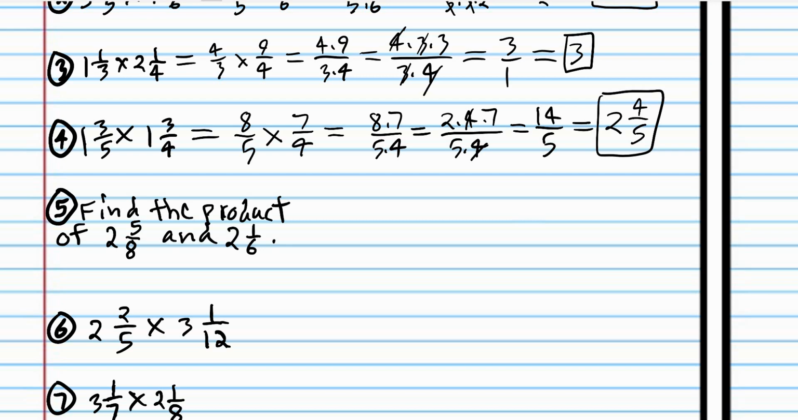All right, so number 5, find the product of 2 5/8 and 2 1/6. What does product mean? Difference means subtraction. Sum means addition. Quotient means division. And product means multiplication. Try number 5. And does it matter if we set it up like this?